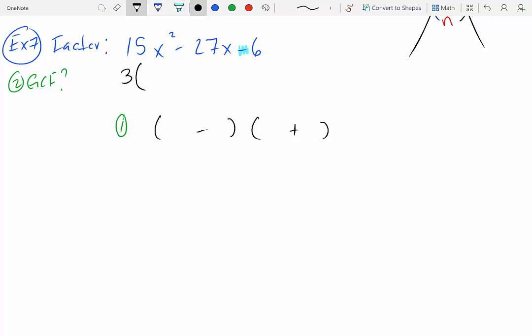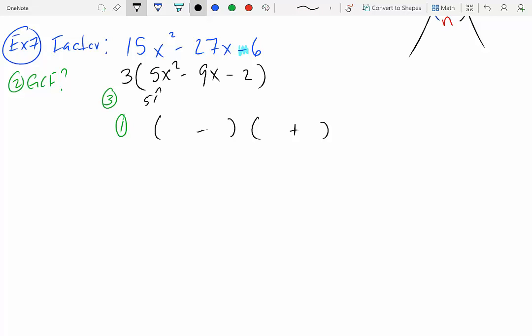If we take a 3 out of 15, we're left with 5x squared. If we take a 3 out of 27, we're left with 9x. And if we take a 3 out of 6, we're left with 2. You absolutely have to do step 2. You have to take the GCF out if there is one, because if not, you will not get the right answer. So after we figure out is there a GCF, our third step is to factor out a and c.